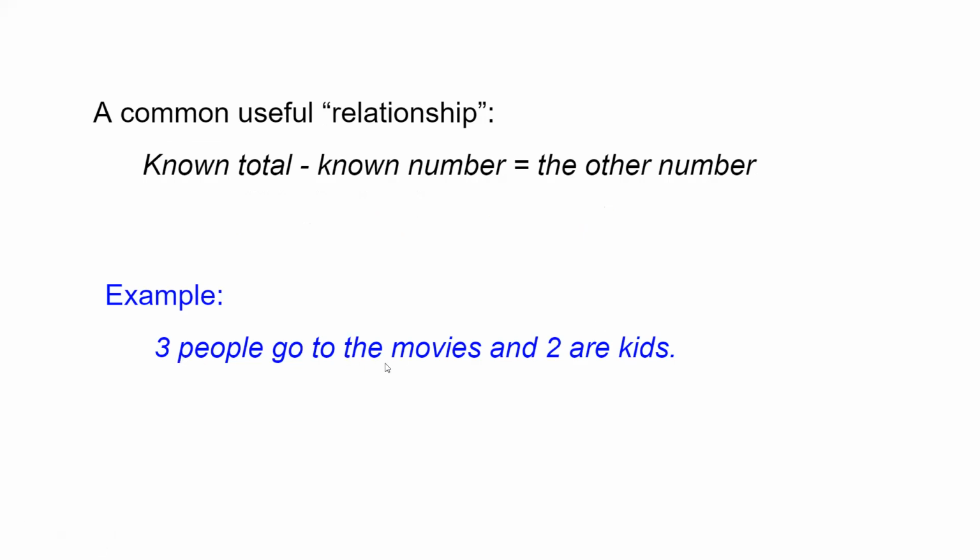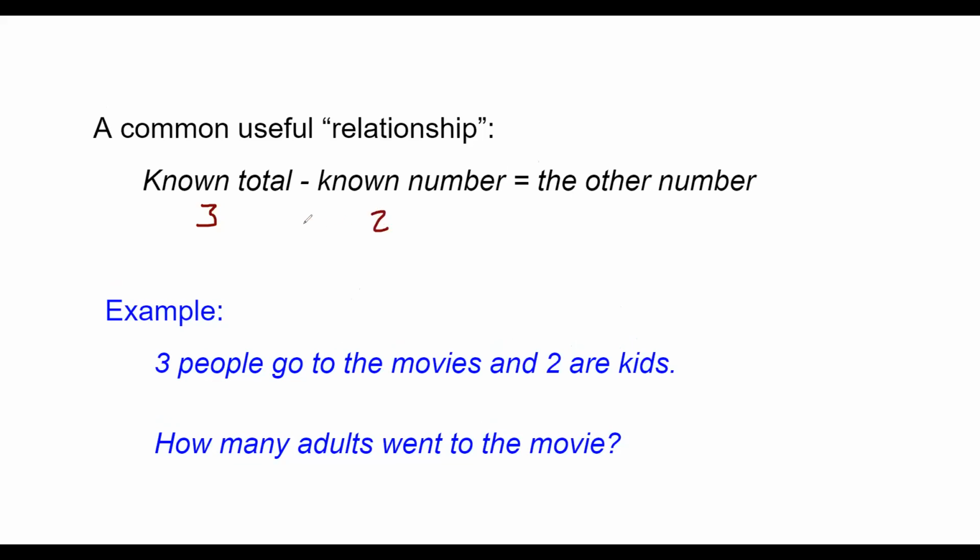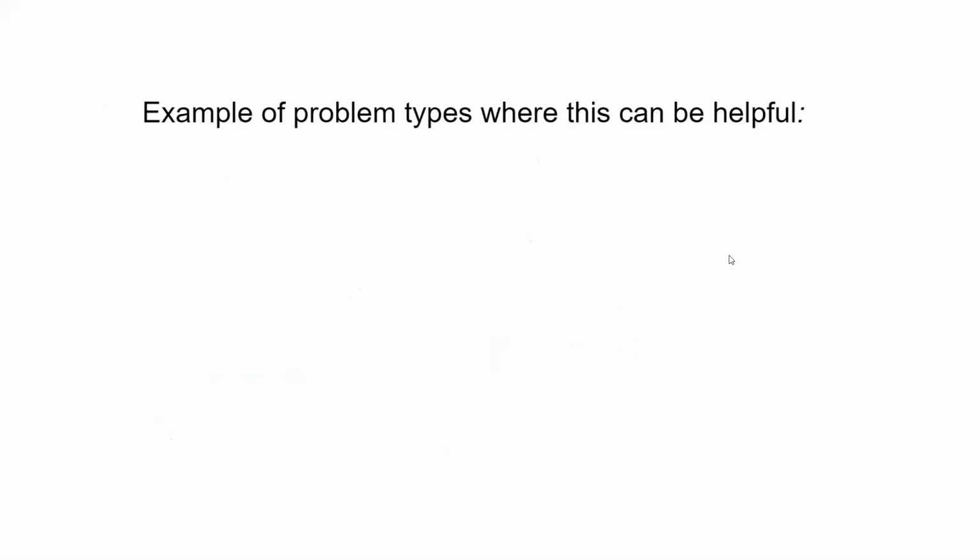For example, this is something that you'll answer very quickly. 3 people go to the movies and 2 of them are kids. How many are adults? Well, you probably answered 1 pretty quickly, but we're using the same principle. We know there were 3 people. We know that 2 of them were kids. So the rest must be adults. You'll be surprised at how often you can make use of that simple idea in word problems.